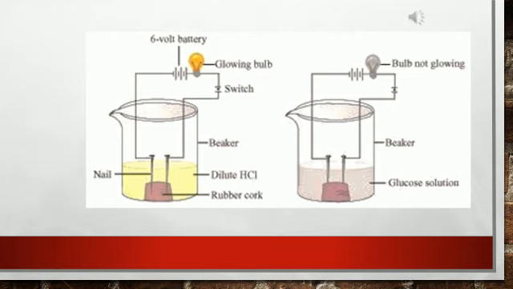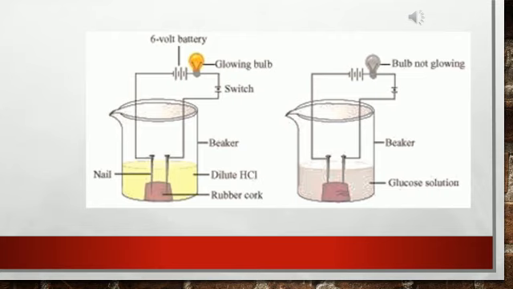Take two solutions, either of hydrochloric acid or sulfuric acid in the first beaker, and a solution of glucose or alcohol in the second beaker. We have already learned previously that all these compounds, whether you take HCl, H2SO4, glucose or alcohol, are hydrogen containing compounds. Fix the two iron nails on a rubber cork and place the cork in a beaker.